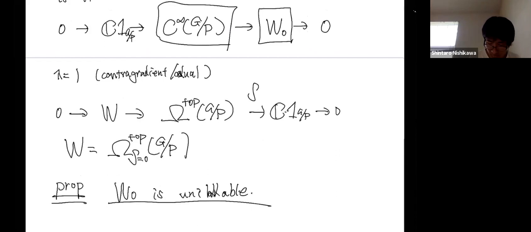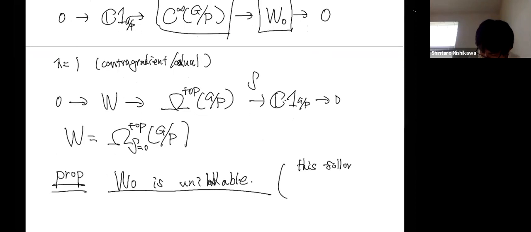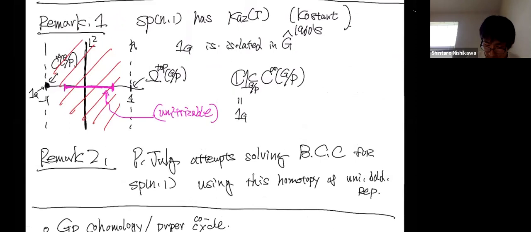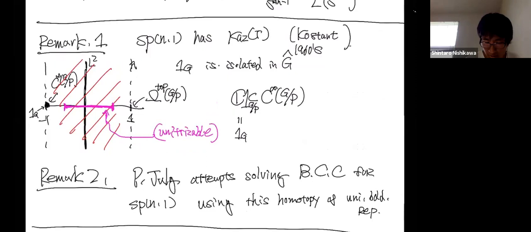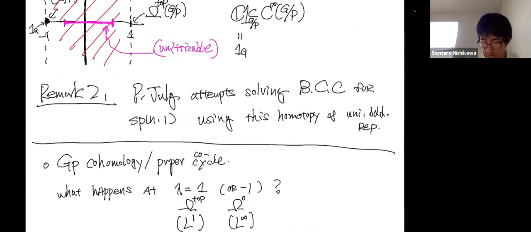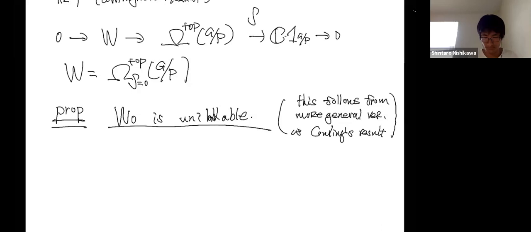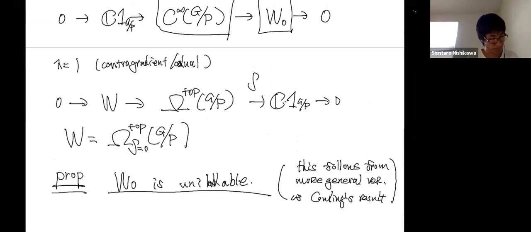And this follows from a more general result of Michael Collins. By more general, I mean I was only talking about one family of representations, the so-called spherical series representations, but there are many other principal series representations of Sp(n,1), and each of which has a parameter lambda like this, and then you have an analogous result. If you apply such a result here, you can show that W0 is uniformly bounded. So W0, the quotient, is again uniformly boundable.